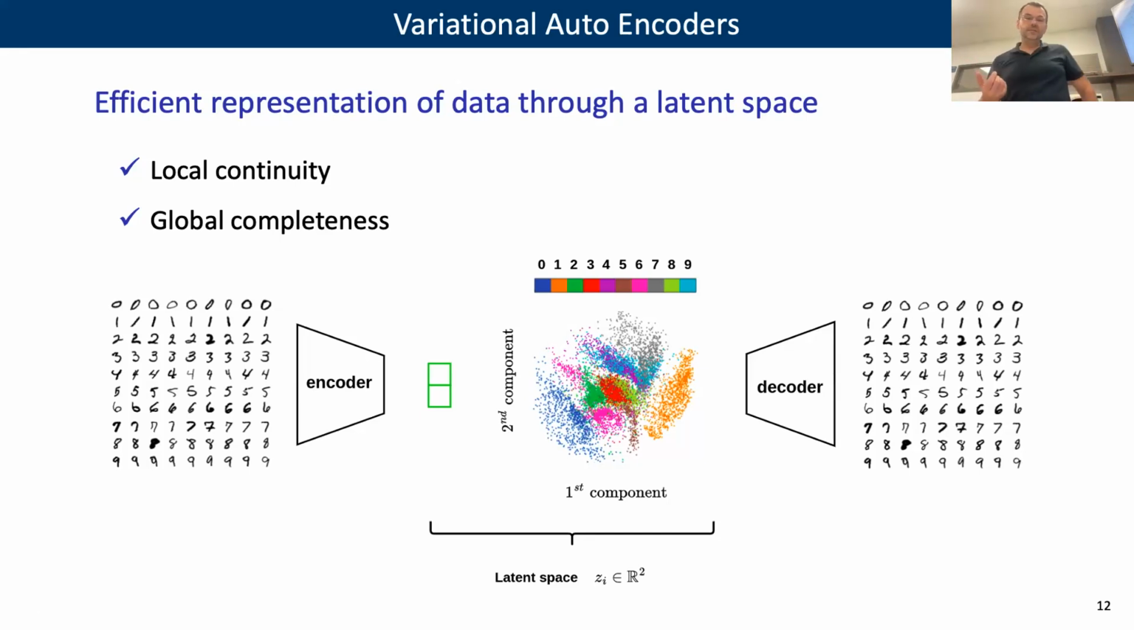Okay, so by doing so and using some ideas from the variational framework, the idea is to be able to construct a latent space with local continuity. Local continuity means that if you have the number 1, which corresponds to that part of the space, you should expect that another number 1 will be very close when you project in the space. And global completeness means that you want to avoid having any hole in the latent space.